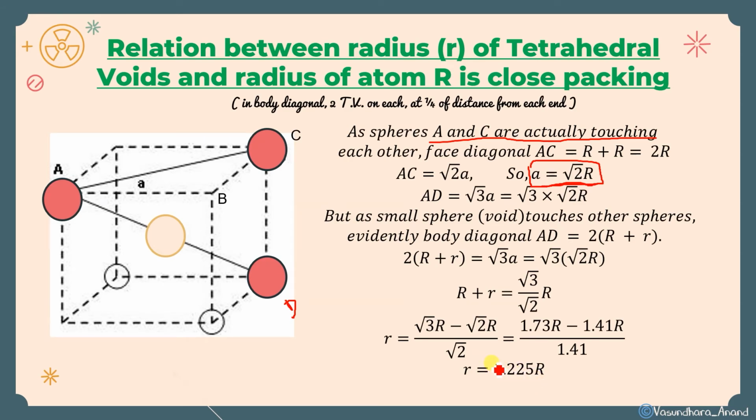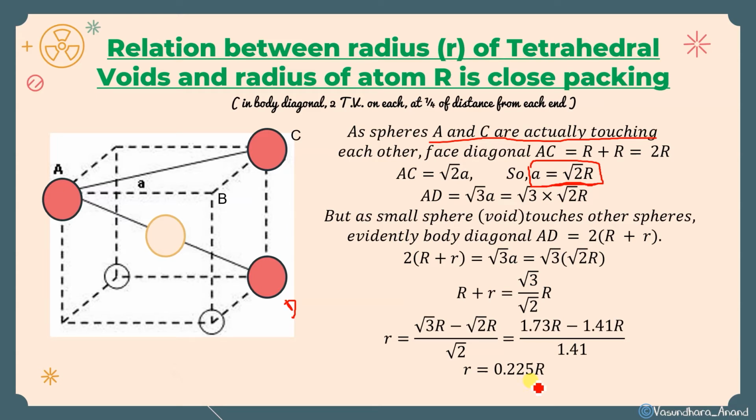for that sphere or that cation to fit into the tetrahedral void of a closed packing structure, the radius of the atom which is going to fit into this void should be 0.225 times the radius of the sphere. I hope it is clear. Yes, meaning the size of the cation should be 0.225 times smaller than the size of the anion, then only it will be fitted into the tetrahedral void.